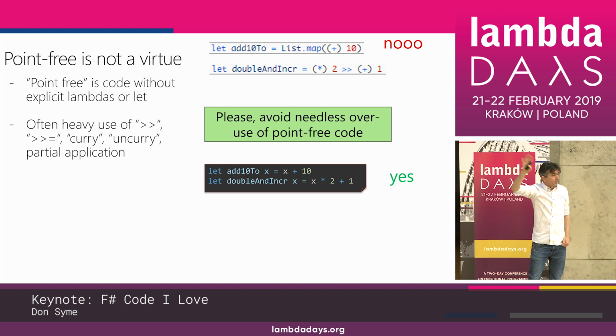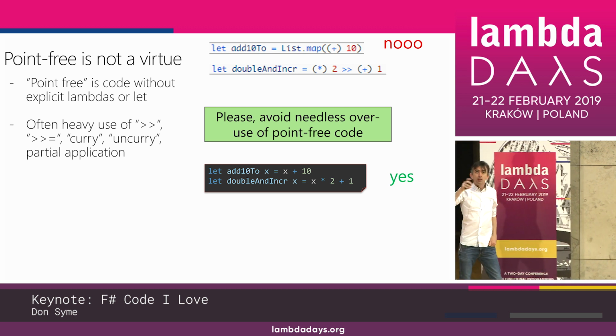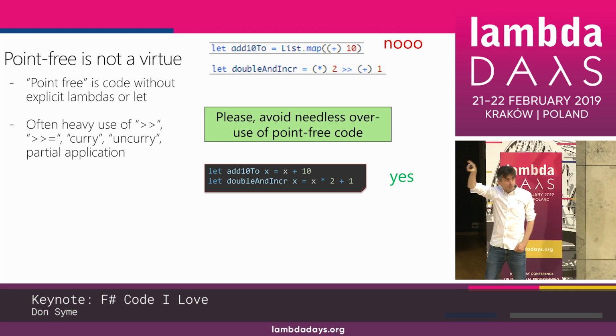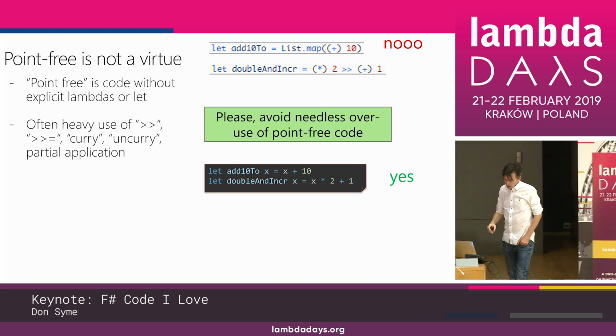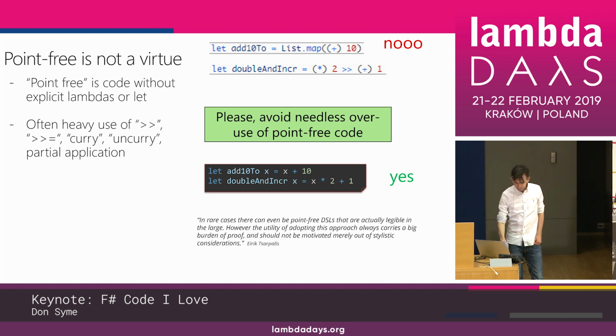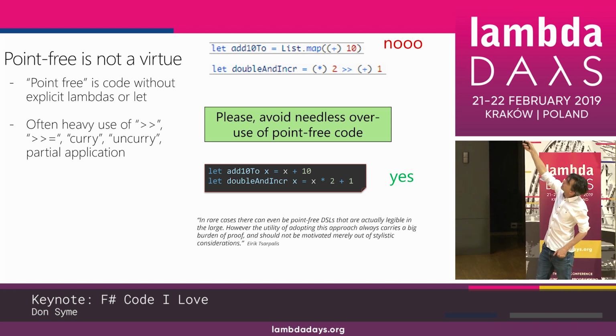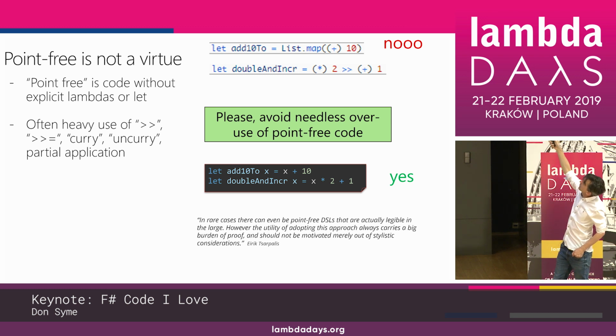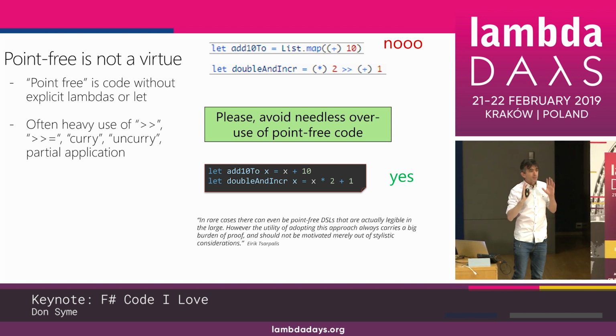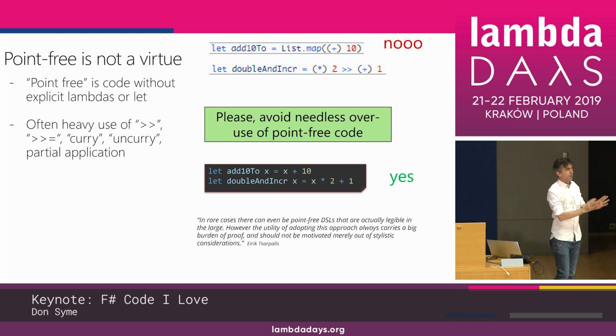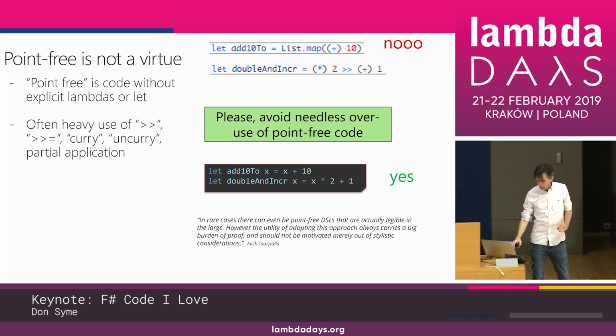Code readability, but also it works much better with the debugger, that you can put a breakpoint over on the right here. When you hit the breakpoint, you can see the values involved on the left. Okay, and Eric Tsapalis has a great blog post on this. In rare cases, there can be point-free DSLs that are actually legible. However, the utility of adopting this approach always carries a big burden of proof and should not be motivated merely out of stylistic considerations. So there has to be genuine utility in adopting a point-free style before you go down that path.